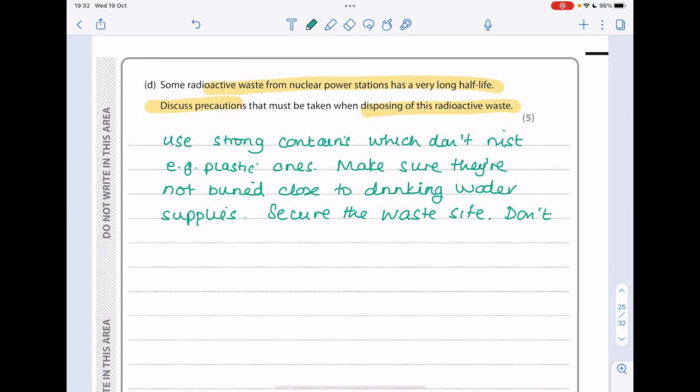Don't pick an area prone to earthquakes, because obviously the earth shaking could have massive implications for safety.